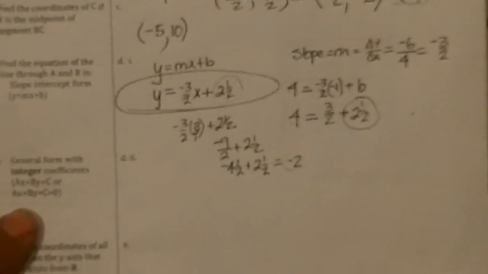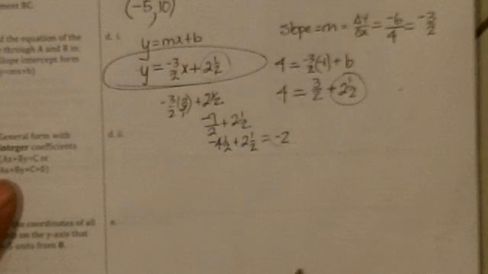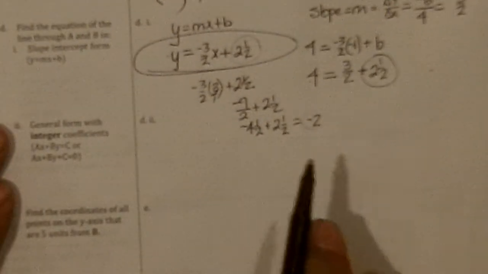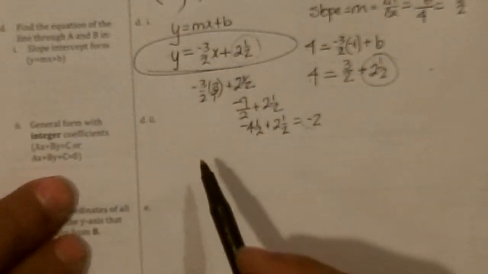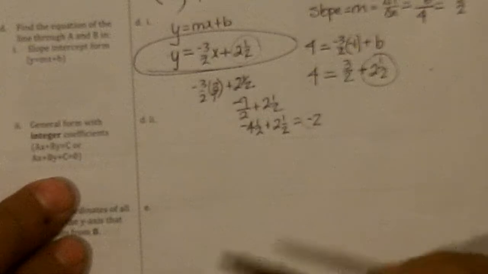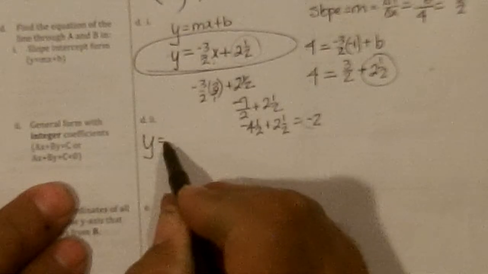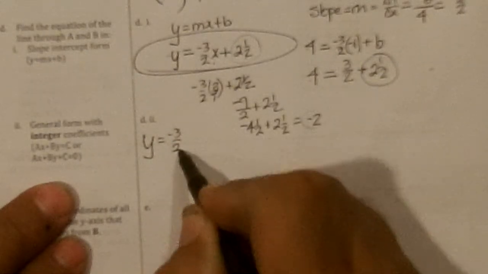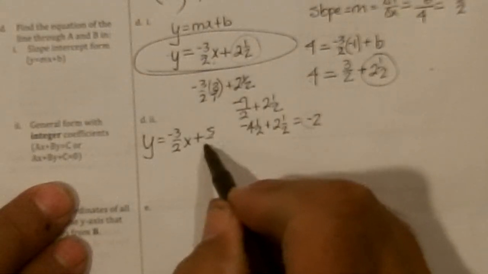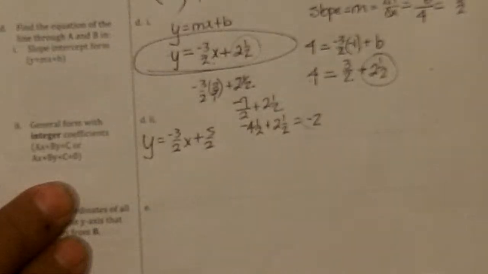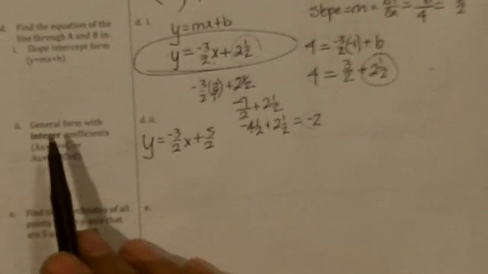Now, to get the equation with integer coefficients, I'm going to show it 2 ways. One way is to take the equation we just got and convert it, and the other is the way I like to do it. So, let's start with this one. So I had y equals negative 3 halves x plus 2.5. That's 5 halves. I'm seeing this denominator of 2. So I'm just going to multiply everything by 2 so that I have integers.